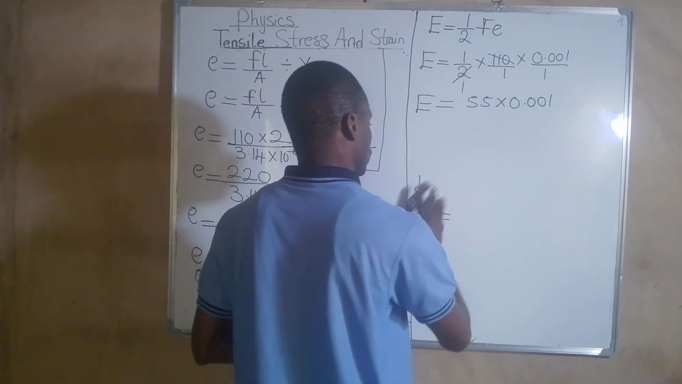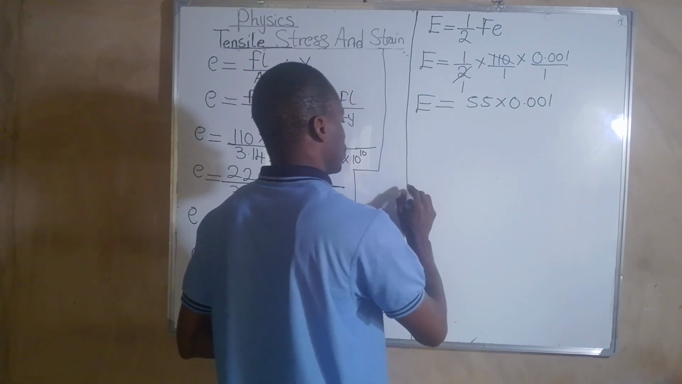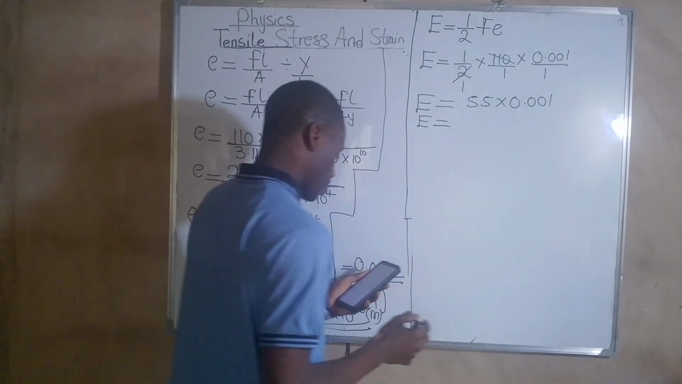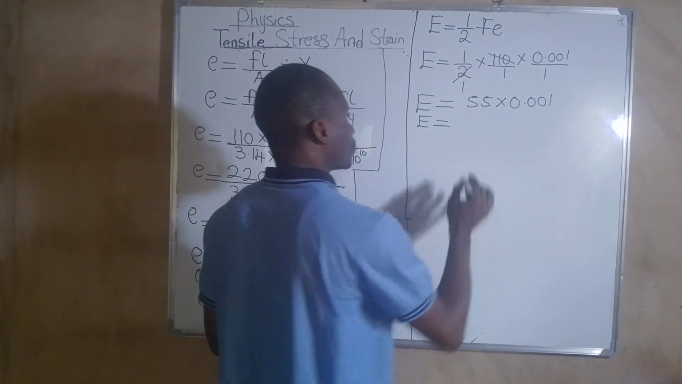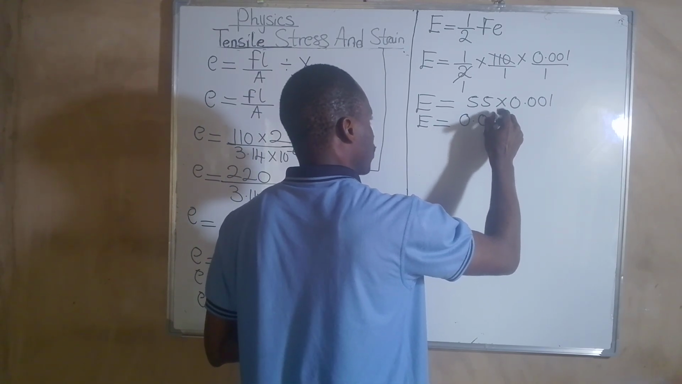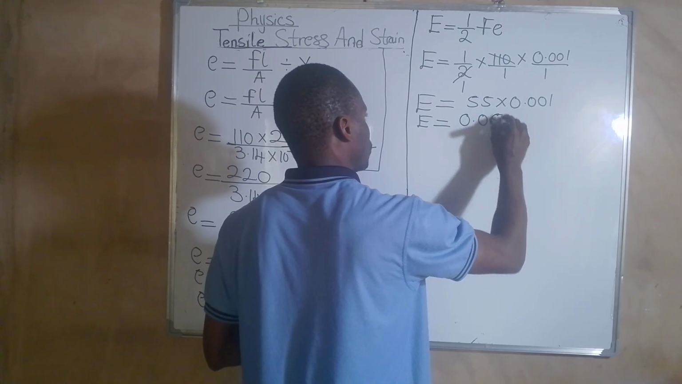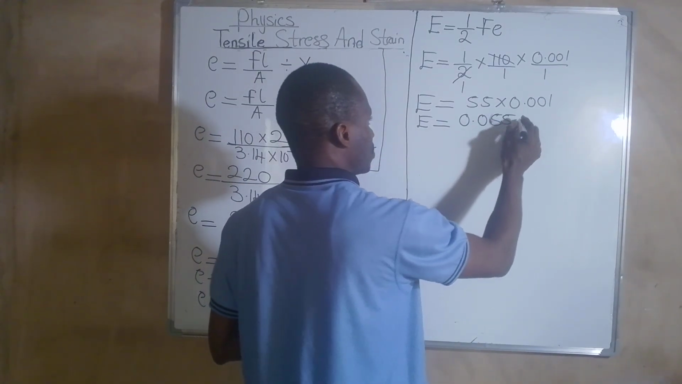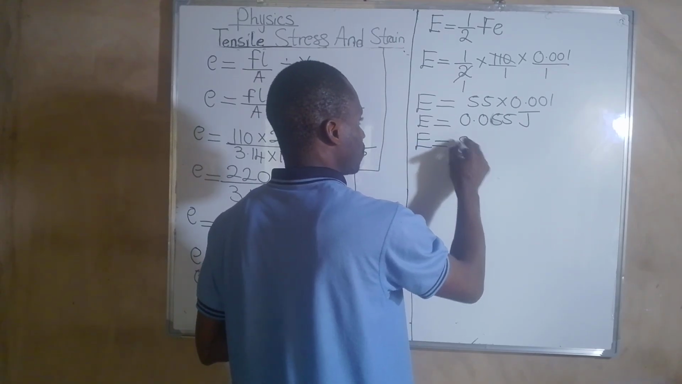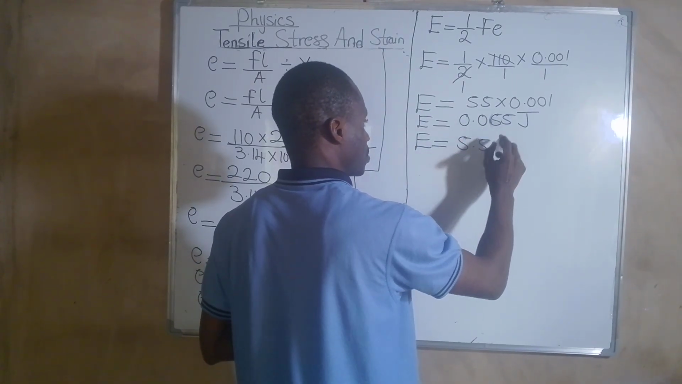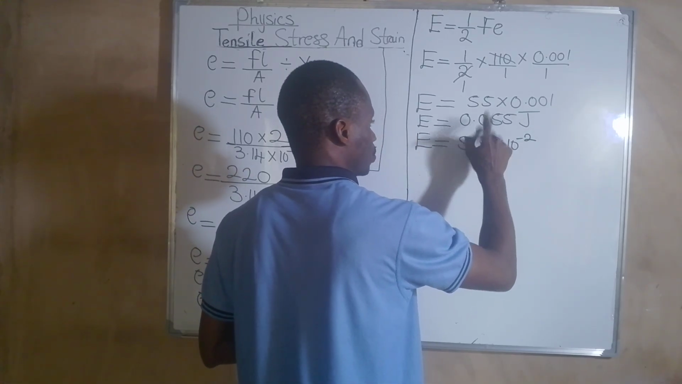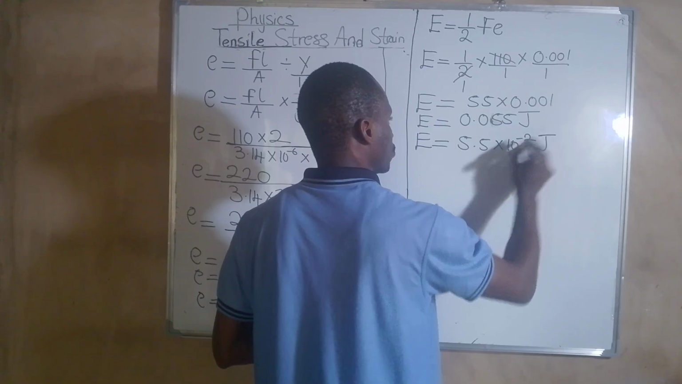0.001. Do that with a calculator for us so that we'll be fast. 55 times 0.001 is giving us 0.055. Since it's energy, SI unit for energy is always joules. So converting this to standard form will be 5.5 times 10 raised to power minus 2 joules.